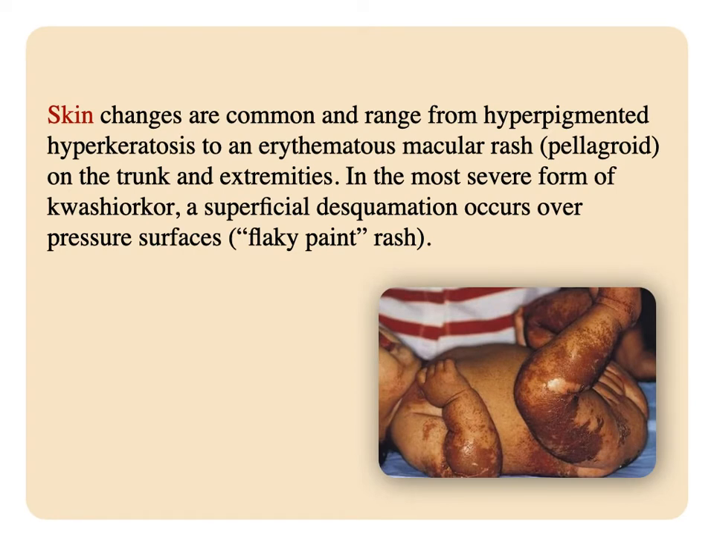Skin changes in a patient with kwashiorkor may range from hyperpigmented hyperkeratosis to an erythematous macular rash, a pellagroid rash on the trunk and the extremities. The characteristic rash of kwashiorkor is called flaky paint rash. This type of rash represents a superficial desquamation that mostly occurs over the pressure surfaces, for example, in the knee, the groin, and the elbow.